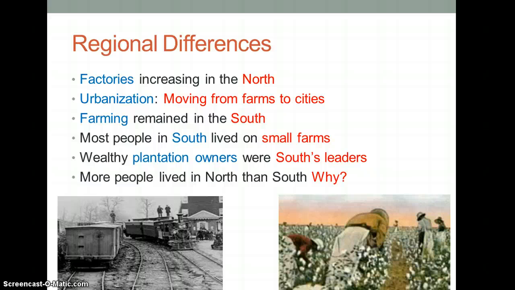More people lived in the North than the South. The reason for this is because of all the factories, causing an increased demand for workers. The workers would move to the North in order to find work and a better living for their family.